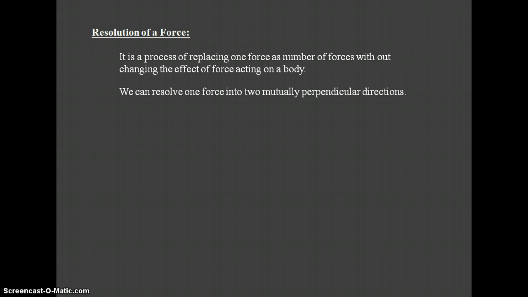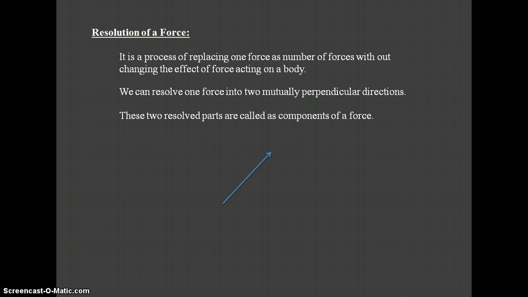That means we can resolve one force into two components which will be perpendicular to each other, and these two resolved parts are called components of a force. So here we are saying we can divide one force into two directions, those are mutually perpendicular to each other, and those two parts are called components of a force.